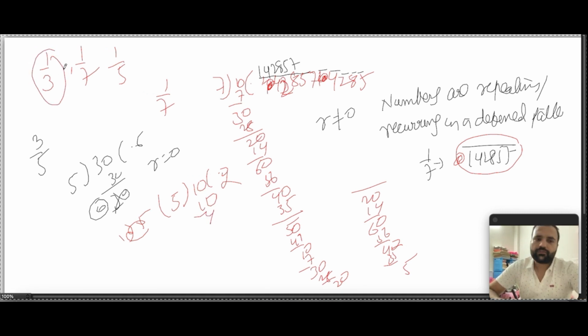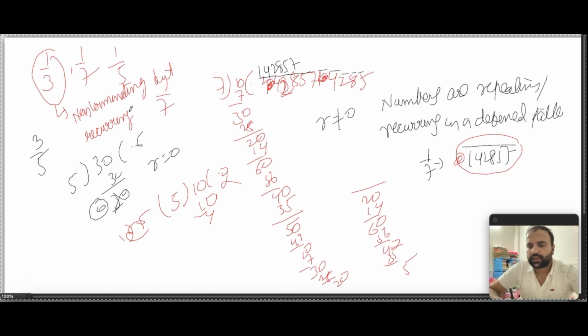When we did 1 by 3, now I'll use mathematical terms, so pay attention. 1 by 3 was non-terminating. Non-terminating means where we do not get the remainder as 0. So it was non-terminating but recurring, because 3 was repeating itself again and again, if you remember. With 1 by 7, the same thing again. It's non-terminating but recurring. But 1 by 5 is terminating.